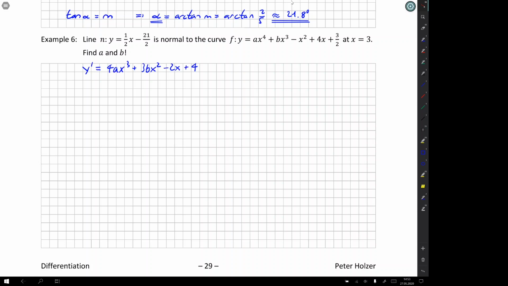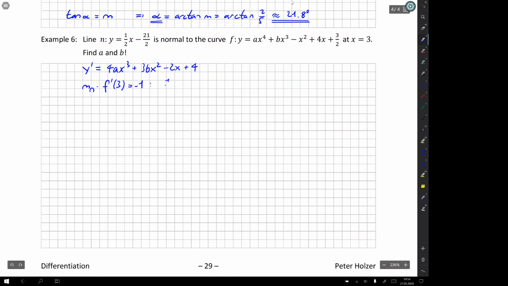We need to know the gradient of the function, so we need to find its derivative. Now we know that the line y equals 1/2 x plus this part here is normal to the curve at x equals 3. Since the gradient of the curve corresponds to the tangent, and the tangent is perpendicular to the normal line, the product of the gradients has to be minus 1. So we know the product mn times the derivative of the function at x equals 3 is minus 1.